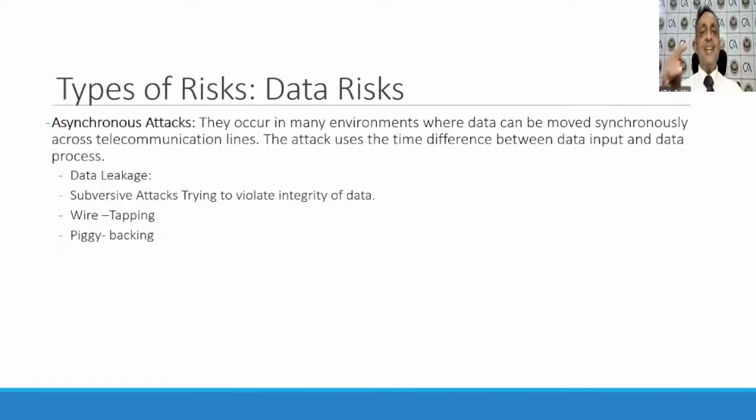Wiretapping is listening to your communication. Piggybacking is like, suppose I give a password. As soon as I give my password, the system logically opens the gate. Because the system is logically opening the gate, there is a hacker who is waiting there. So as soon as I give the password and the system logically opens the gate, the hacker enters along with me. He sits on my back and enters. That is why it is called piggybacking.